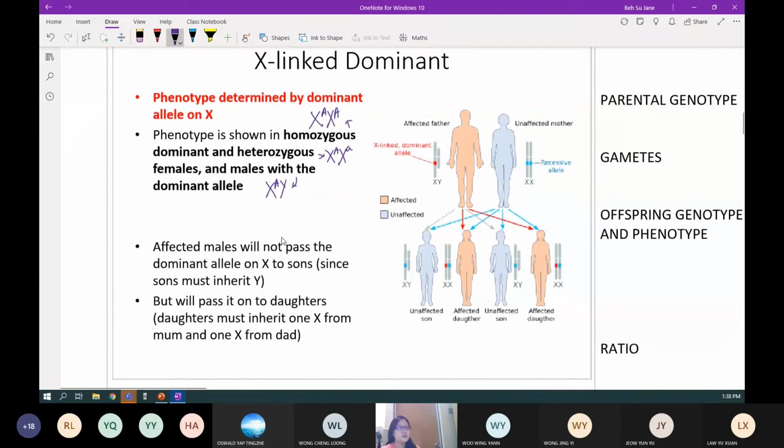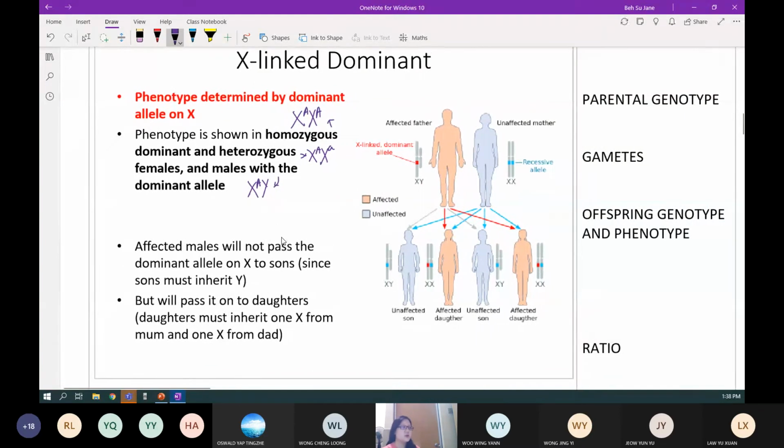Okay, the pattern of inheritance is quite interesting though, because the affected males will never pass the dominant allele to the sons, because the son must inherit the Y chromosome. And if the dad has a dominant allele, it's always going to pass to the daughters, because the daughters must inherit one from dad and one from mom. This is assuming that the father is affected.